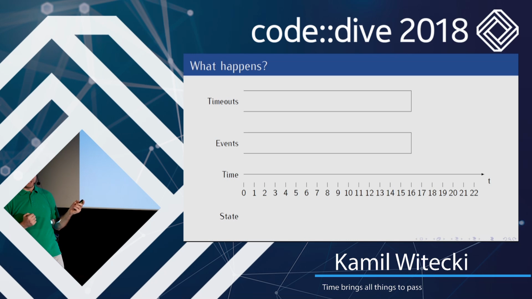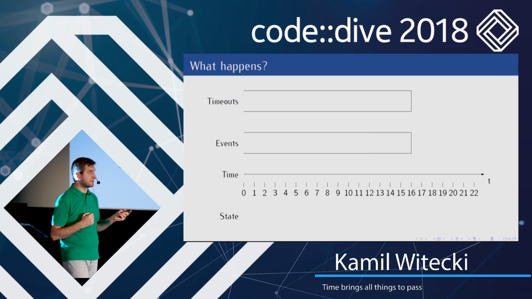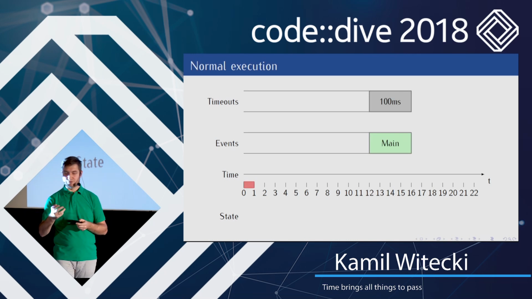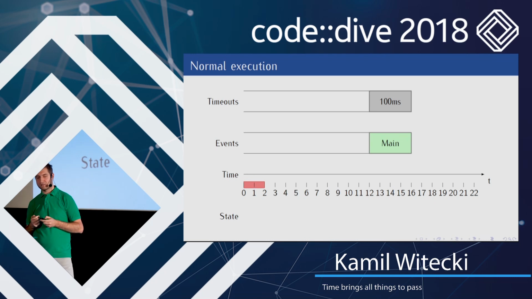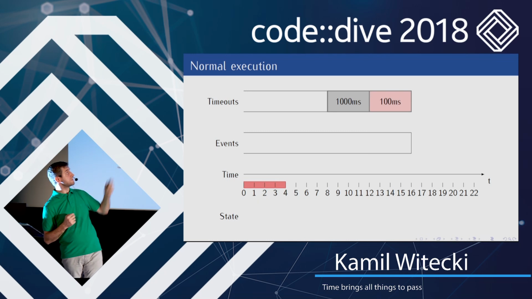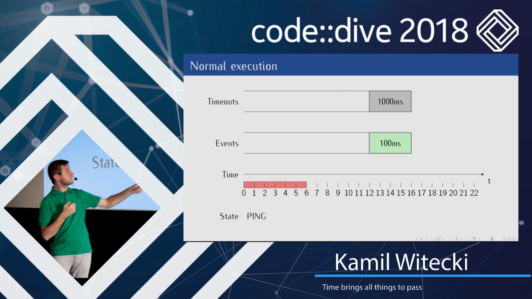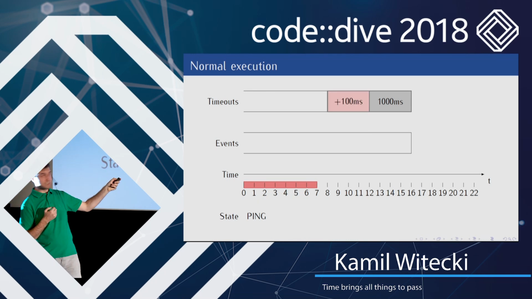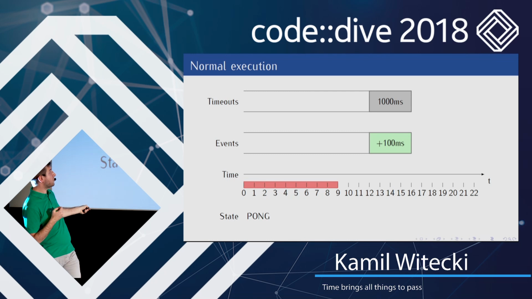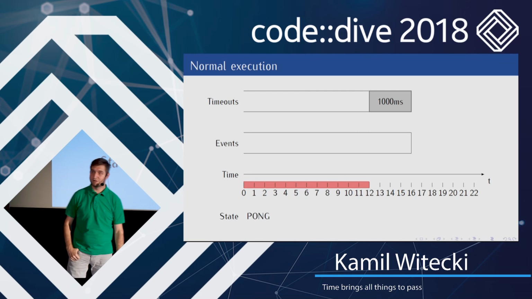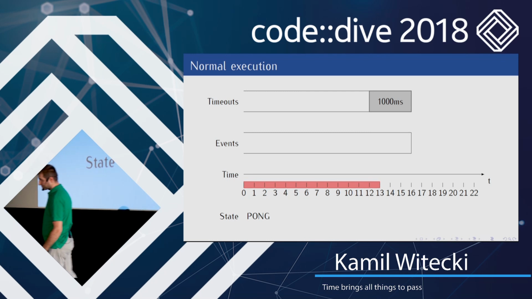So first, we'll see how it works in case of proper execution. We execute the main script. 100 millisecond and 1000 millisecond events are added to the queue. This one expires. It adds another timeout to the queue. It expires. The state changed to Pong. And now we are waiting a lot of time for this one to actually expire.